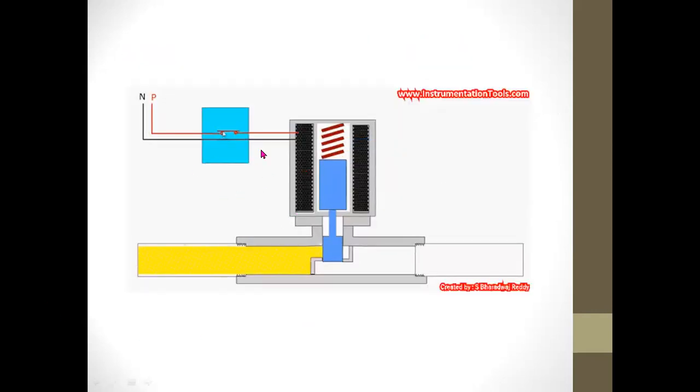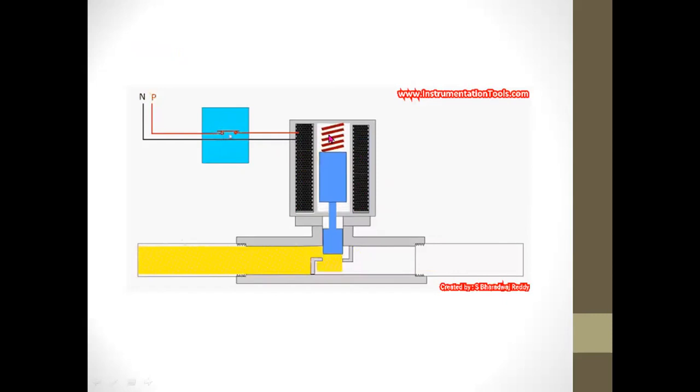This is how the solenoid valve works. You energize the coil. This is the plunger, and it is attracted by the magnetism created by the coil. Once the coil is energized, it attracts the plunger, and once the plunger is moved, it allows the flow of air.